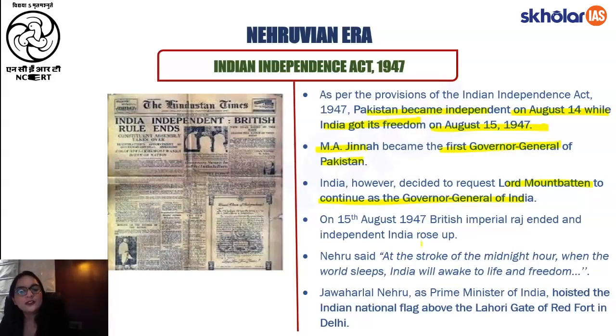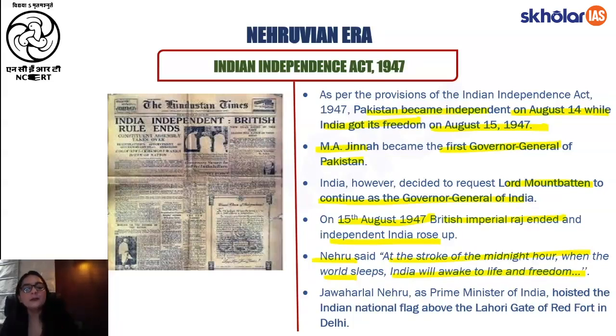Apart from this, with respect to India, it will be important to note that on 15th August 1947, the British Imperial Raj ended in our country and independent India rose up. Here, students, a very important quote that you might have been hearing here and there is that Jawaharlal Nehru had famously quoted that at the stroke of the midnight hour, when the world sleeps, India will awaken to life and freedom. So this is an important quote. You can also use it as a part of your answers, and that is why I've highlighted this point here particularly.